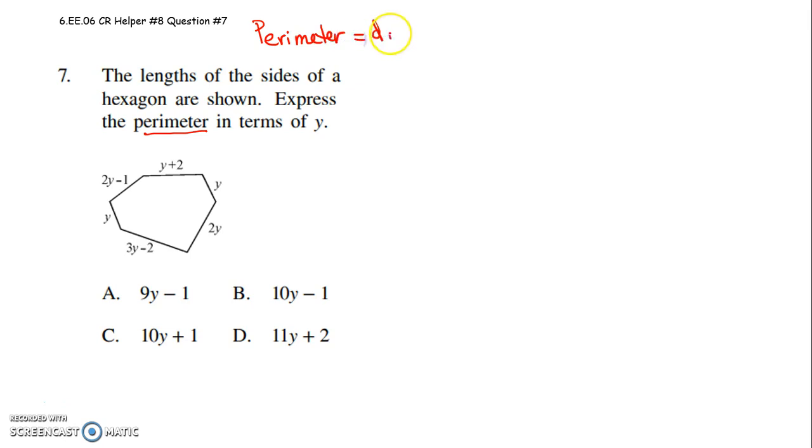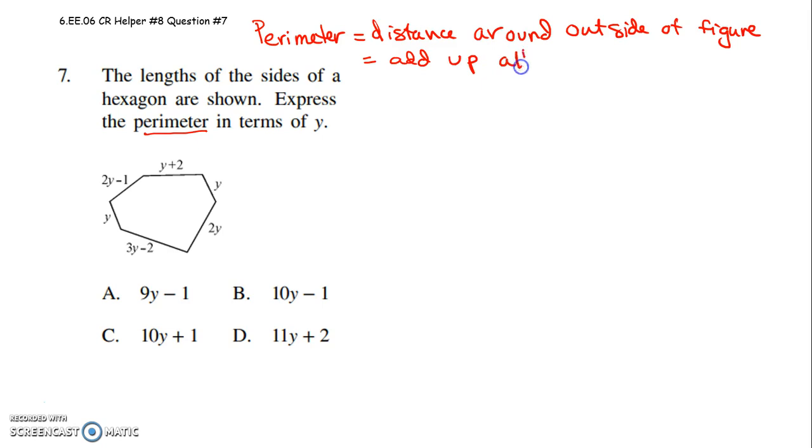Perimeter is your distance around the outside of the figure. And the way we figure out the perimeter mathematically, it just means you have to add up all your sides. And hopefully you know y's are combined with y's and constants are combined with constants.